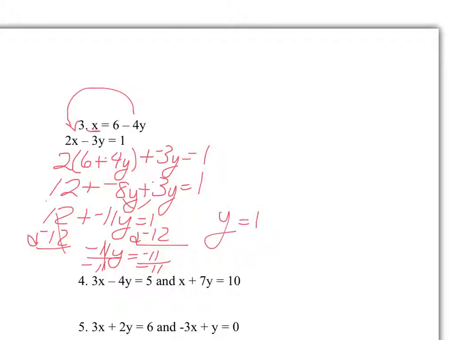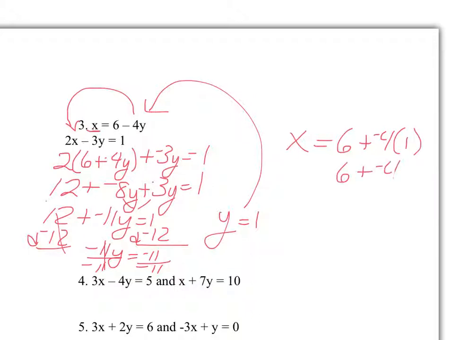Now that I know what y is, I'm going to plug it back in to find x. X equals 6 plus negative 4 times 1. 6 plus negative 4. X is 2. Final answer, 2, 1.